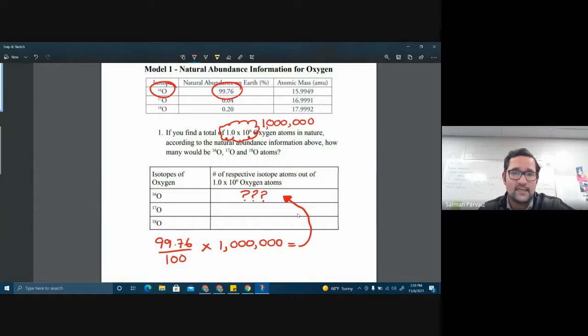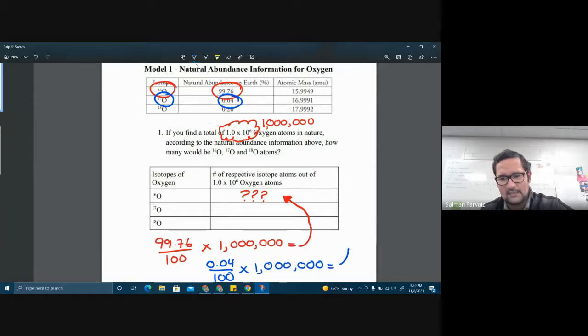And if you want to find out how many will be oxygen 17, you take into account that oxygen 17 is 0.04%. So you simply do 0.04 divided by 100 times the 1 million that you were working with. And that's going to be your answer that goes into the second row: how many out of the 1 million atoms are oxygen 17? And of course, for oxygen 18, you do the same thing, except you do 0.2% of the 1 million atoms.